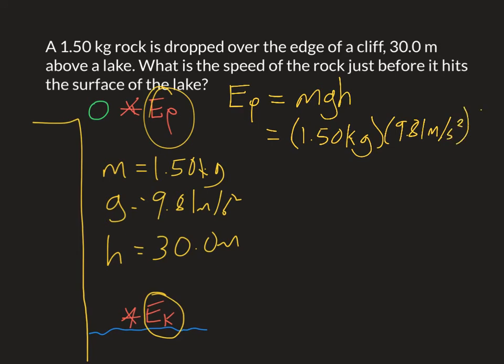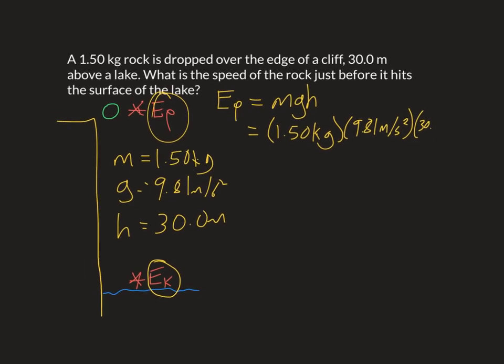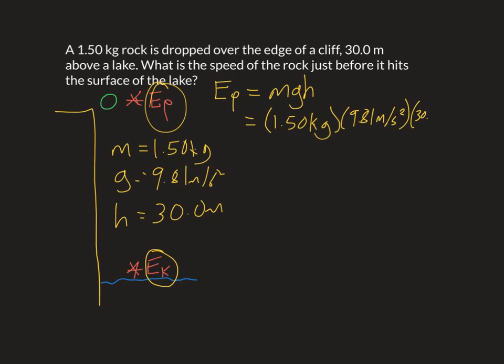There we go, that took a while. Times 30, I need a little more room. Times 30 meters. Perfect. And when I multiply those three things together, what I get as an answer is that this rock starts with a potential energy of 441.45 joules. Notice I'm not rounding that. That's how much it started with.